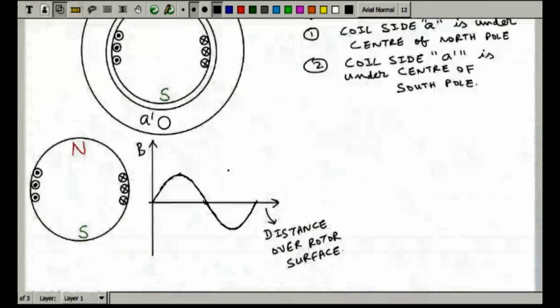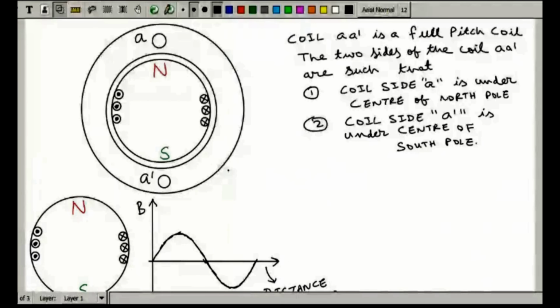So we are basically trying to find that due to short pitching of a coil there will be a reduction in induced EMF. So if I say that this is my full pitch coil, and you want to short pitch it by this, then short pitching a coil will look like this, and this is the angle of short pitching, epsilon.